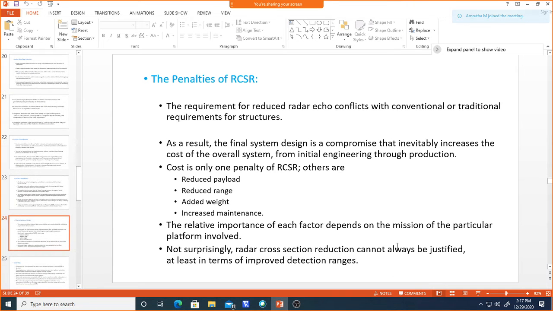So now, what are all the penalties we need to pay for reducing the radar cross section? Or what compromises do we need to take care of for reducing radar cross section?